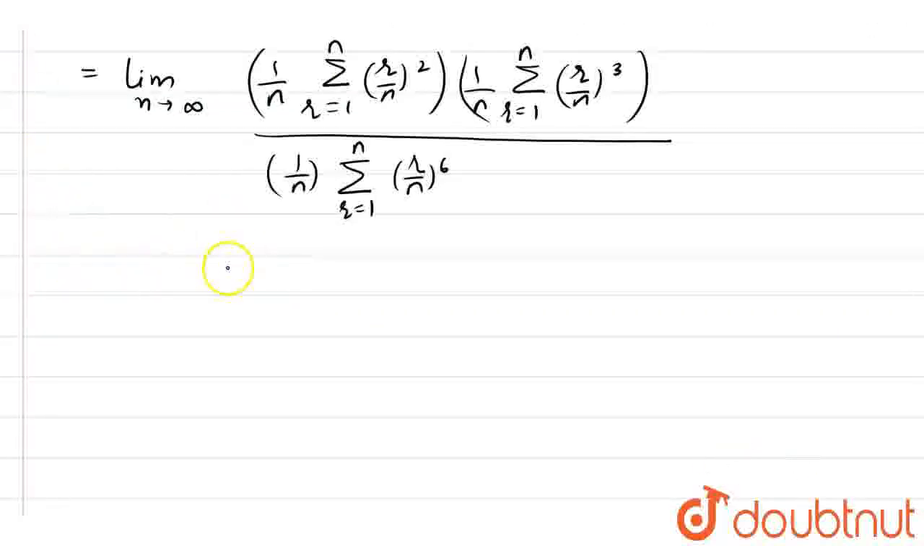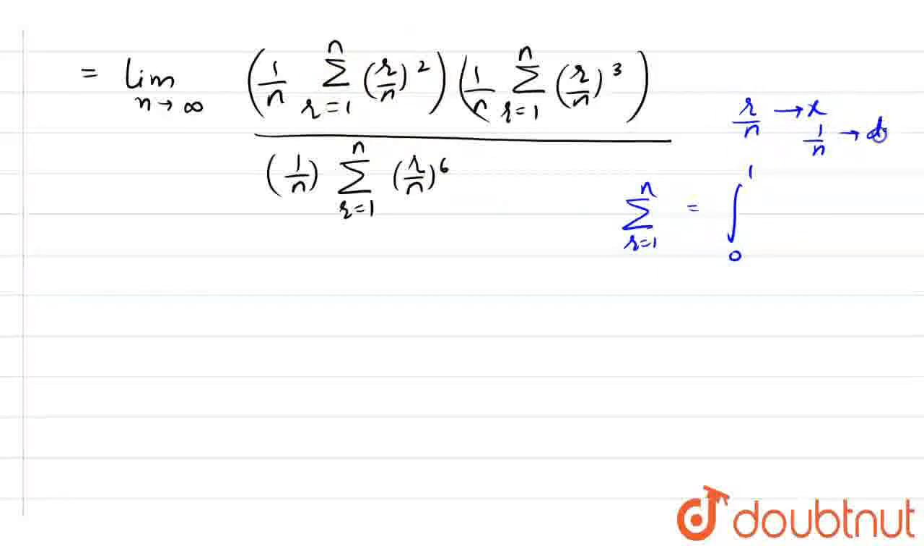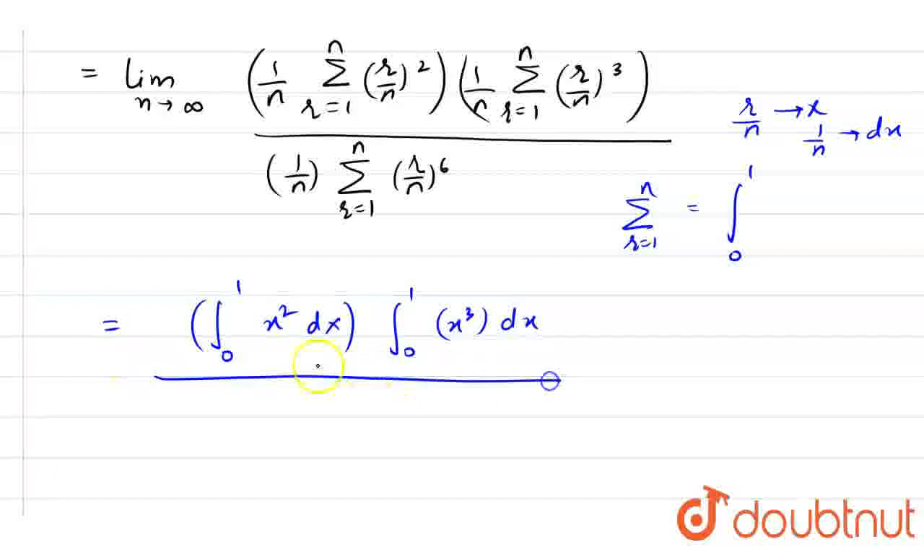So finally, here my summation will behave as an integration where the limit is 0 to 1. My r by n is x, and 1 by n is dx. So I can write it as integration 0 to 1 x square dx multiplied by integration 0 to 1 x cube dx, divided by integration 0 to 1 x to the power 6 dx, right?